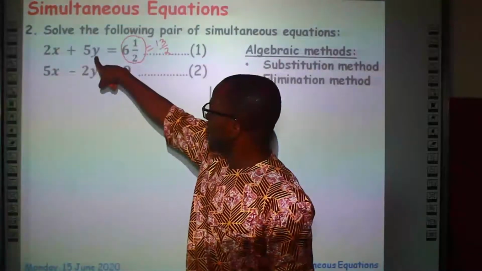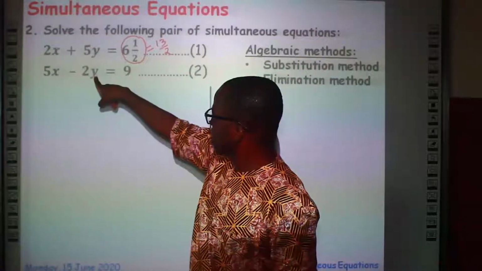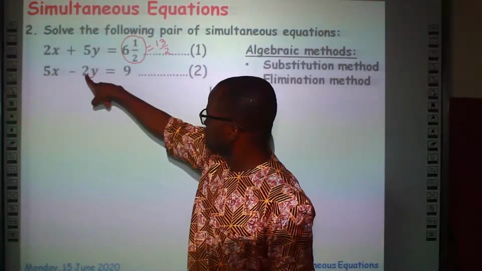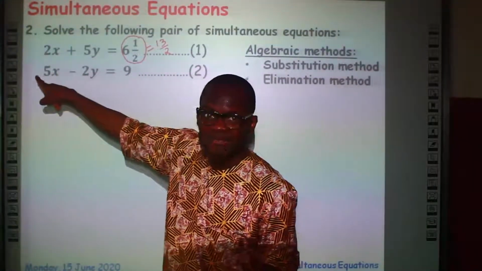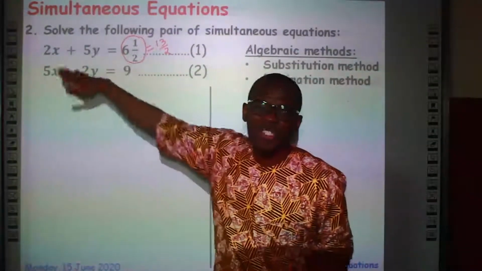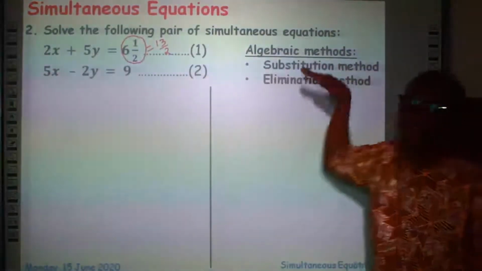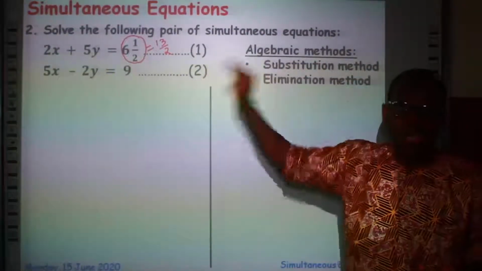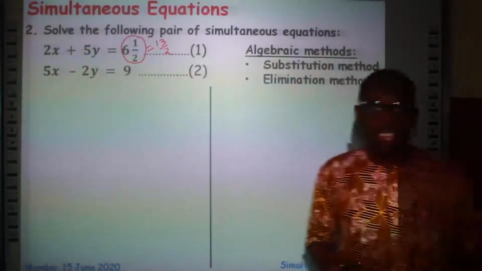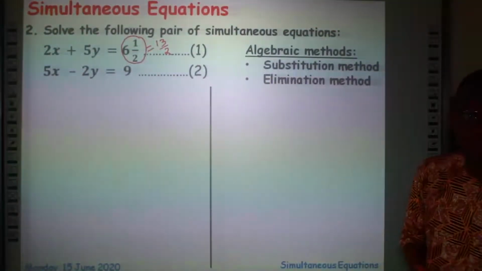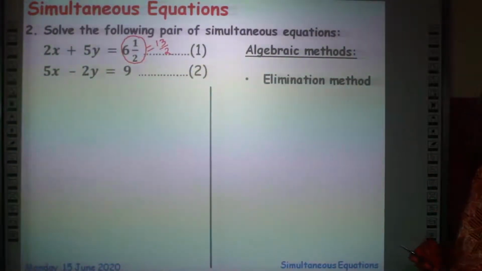The coefficient of y is 5. The coefficient of y in equation 2 is 2, or minus 2 if you take the sign into consideration. And then the coefficient of x is 5. So none of these has a coefficient of 1. So you cannot use the substitution method. Forget it. You can't use the substitution method in this case. So undoubtedly, you're left with the other option, which is using the elimination method.